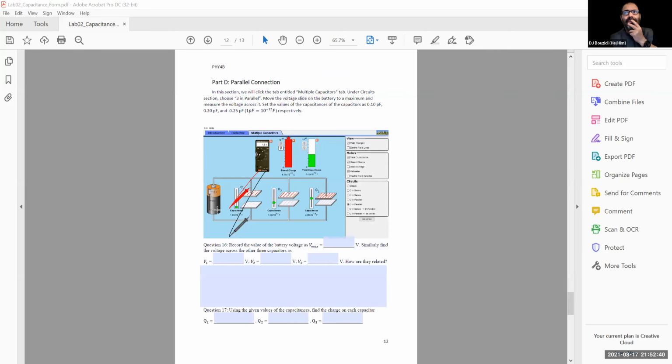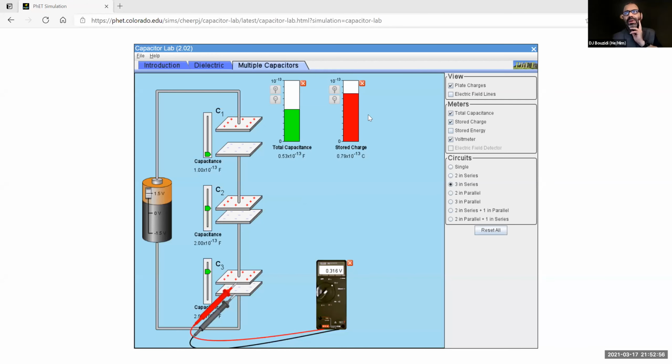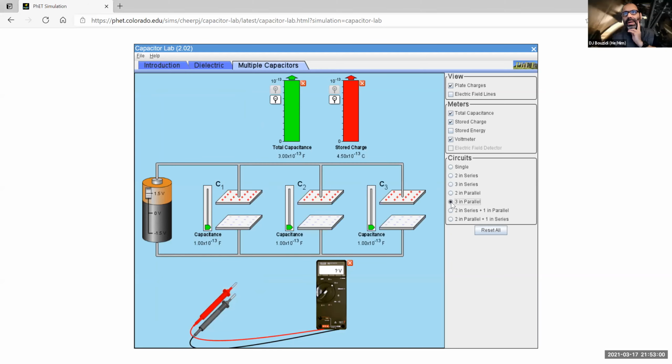That's question 15. Now we're going to do the same thing, except we're going to be doing the parallel capacitors. So let me go back into the FET simulation. And now it's the same stuff, except now we're going to choose 3 in parallel. Okay, and whatever values they tell me.